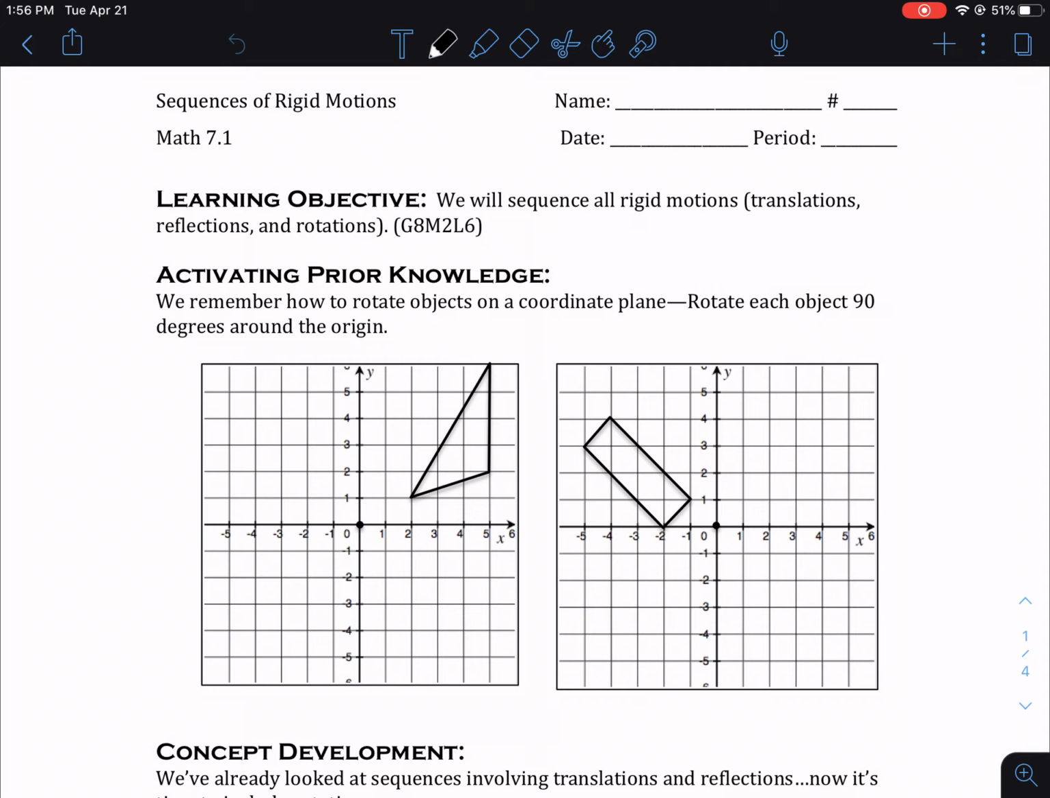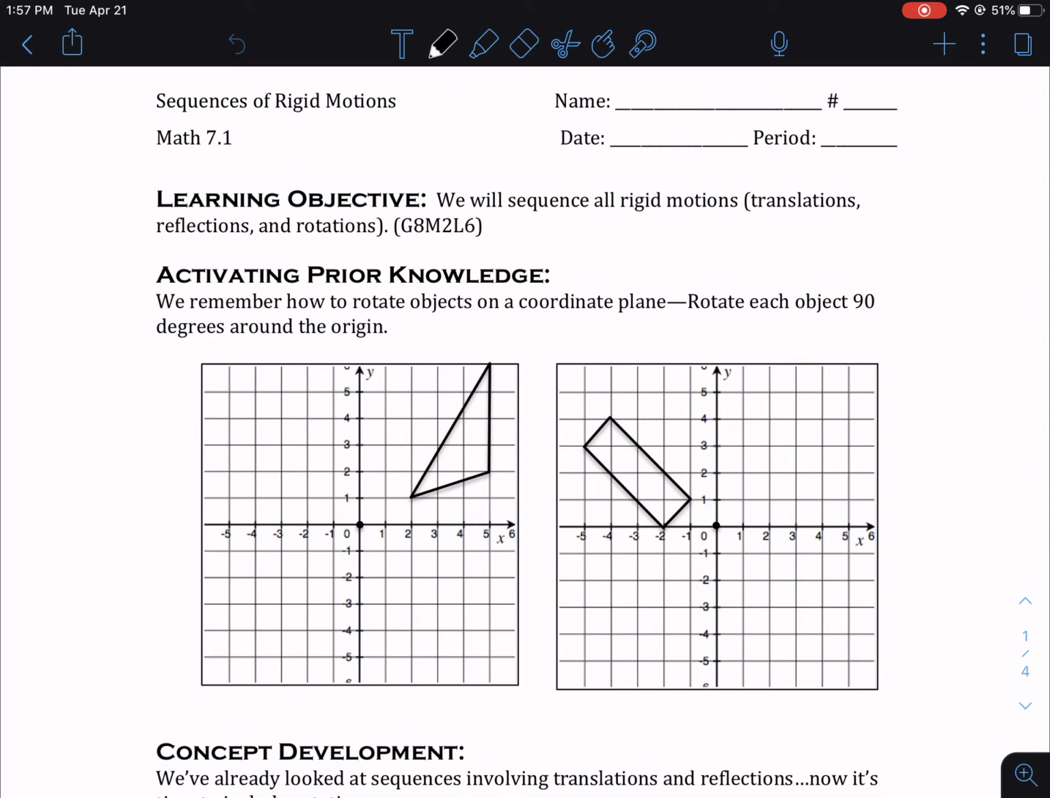Today, our job is that we are going to be doing a variety of them to make sure that we can sequence all of these rigid motions. So please remember that rigid motion means that the size of the shape is not being changed. The length of the shape is not being changed at all. The only thing that changes is the position that it is in, the way that it looks, or how it is turned.